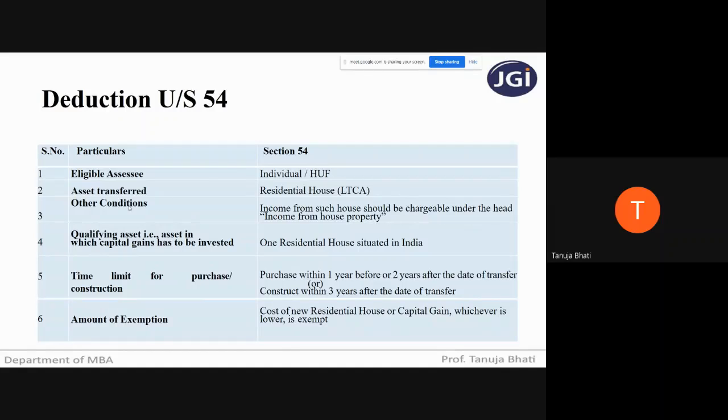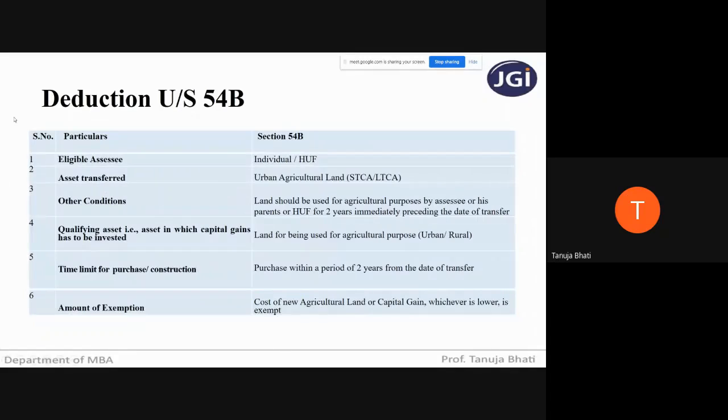So students, have you understood this deduction, to whom it is available, when it is available, where he should invest the capital gains? Did everyone understand this section 54? Yes, students? Yes. Okay.